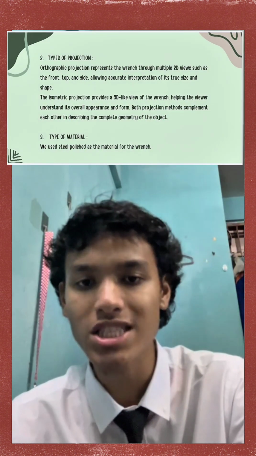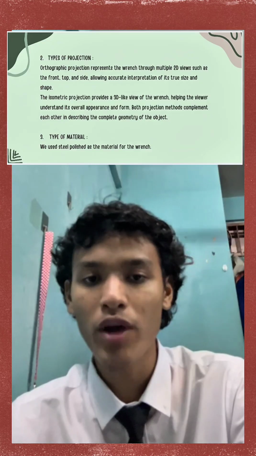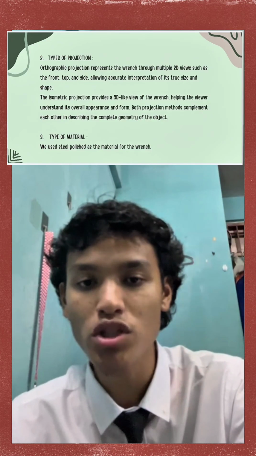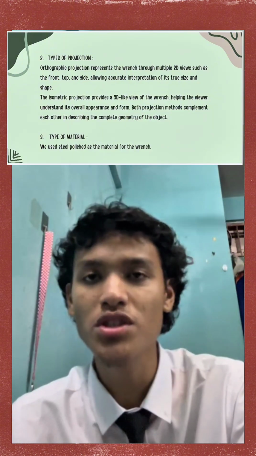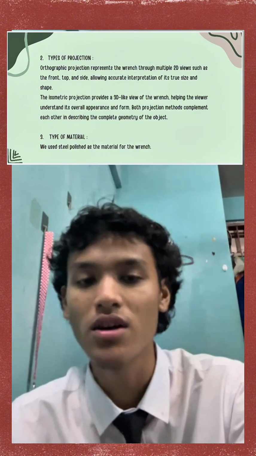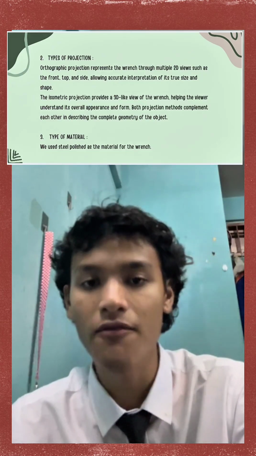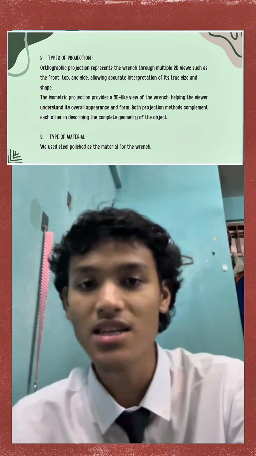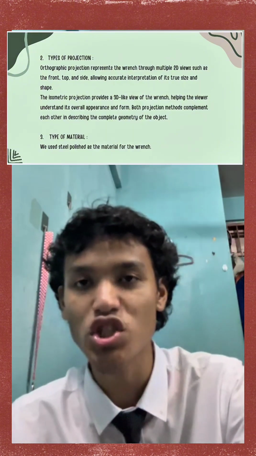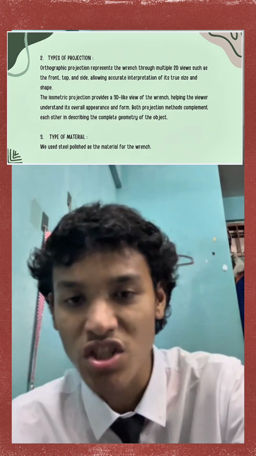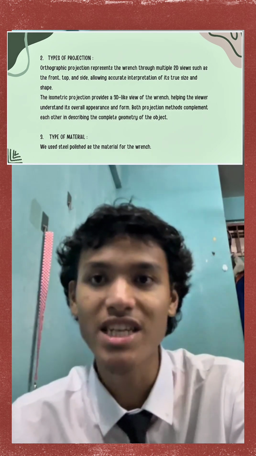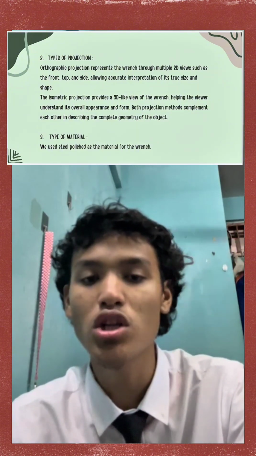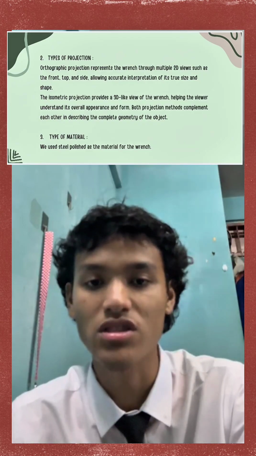Second, types of projection. There are two types of projections used in this project. First of all is the orthographic projection drawing. Orthographic projection represents the wrench in 2D views: front, top, and side view. It shows accurate measurements and true geometry. Second, isometric projection provides a 3D presentation, helps visualize the real shape or the overall appearance of the original object, which is the combination wrench.